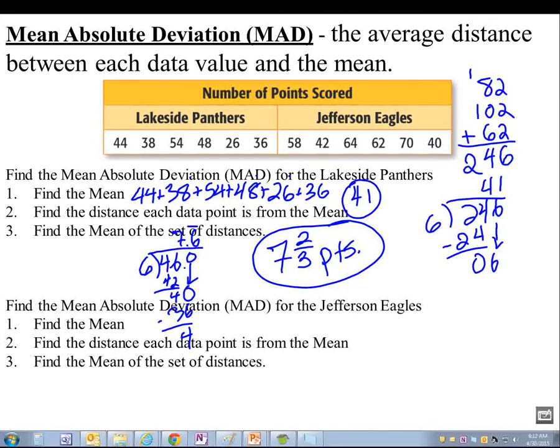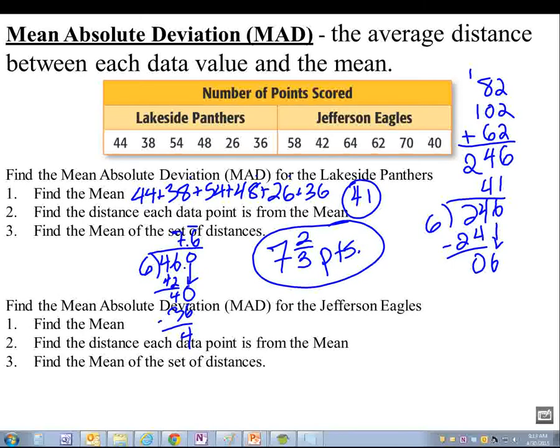So there's 3 steps. 1, find the mean. Then from there, we need to find the differences. Then we take the differences and find the mean of those differences. And that's going to be our MAD, mean absolute deviation.